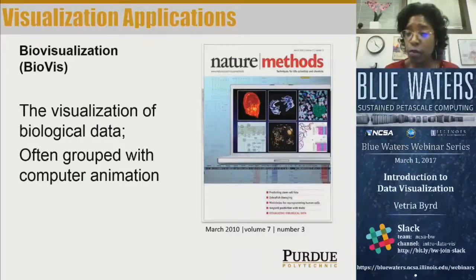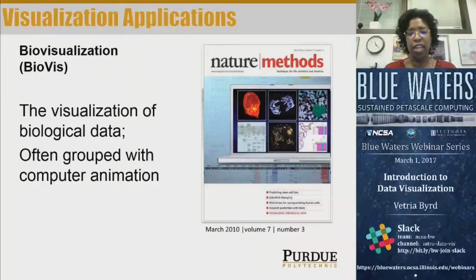This is typically grouped together with computer animation, because if you've seen any of the visualizations that are created, you will see some of the same techniques are used for visualizing scientific or computer animation. So a lot of the tools and techniques and methods that are used in the computer animation field are also used to visualize biological type data.